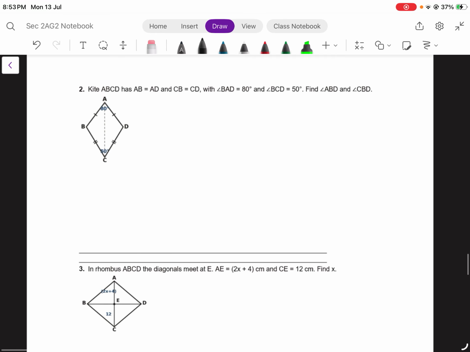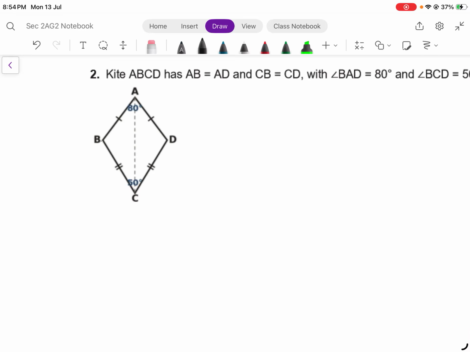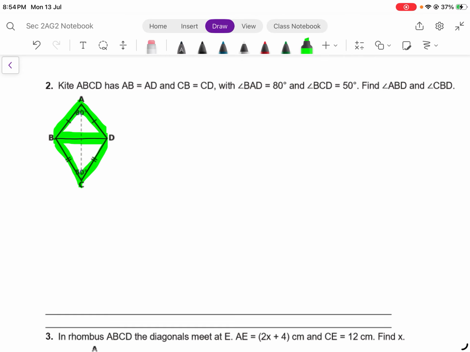Okay, next one. Kite ABCD has AB equal to AD. So all these are isosceles. Technically, we draw a line here. This is one isosceles triangle, then this is another one. So they ask you to find ABD, which is here, and then also find CBD. So this is another one.